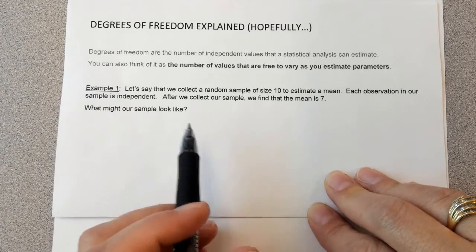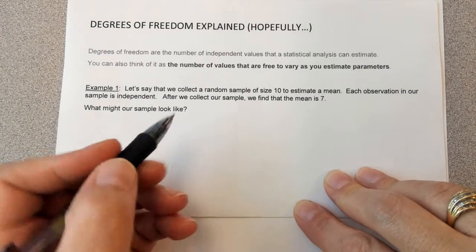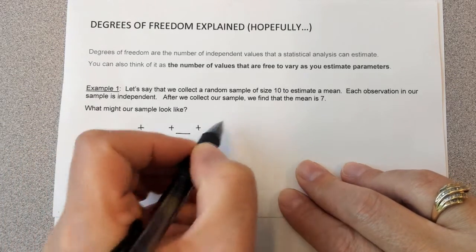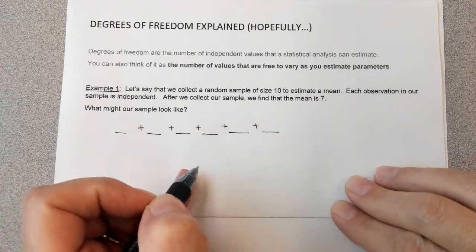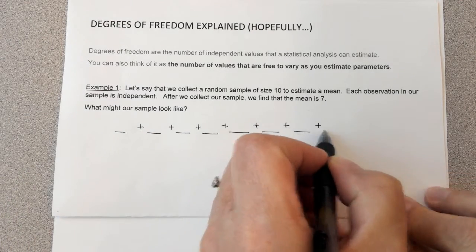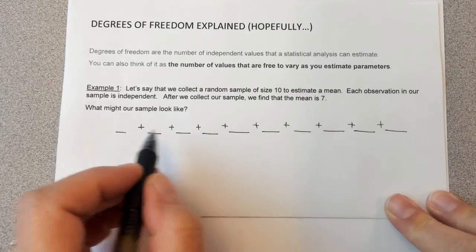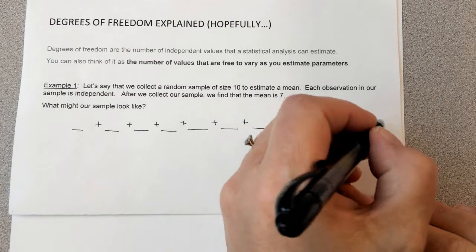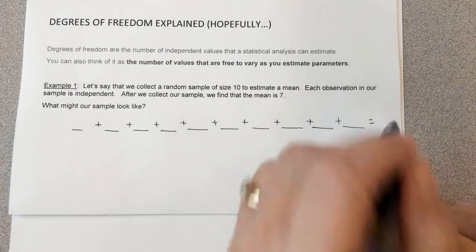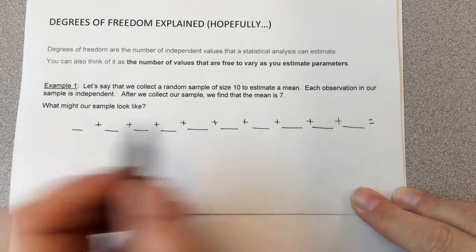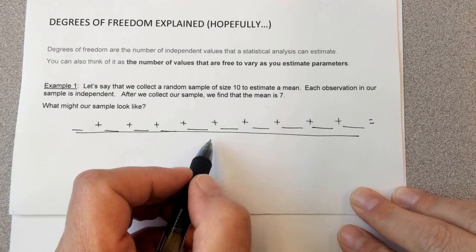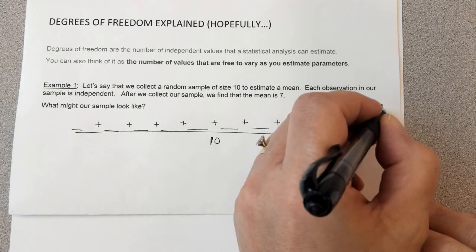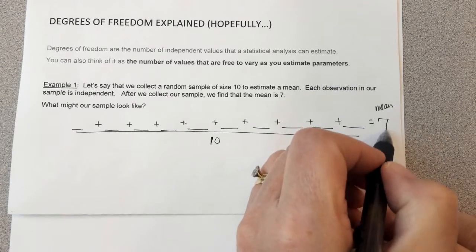So what might our sample look like? Well, we're going to add 10 numbers together. So a number plus a number plus another bunny rabbit, plus another bunny rabbit, and so on: 1, 2, 3, 4, 5, 6, 7, 8, 9, 10 equals... well, if we're going to estimate the mean, we'd have to take that sum and divide it by a sample size of 10 to get the mean. So we're going to estimate a mean of 7 kilograms.